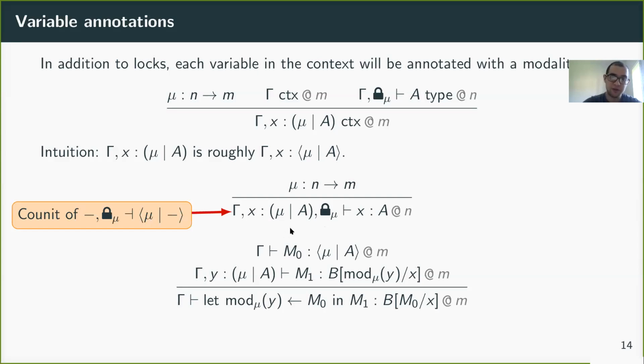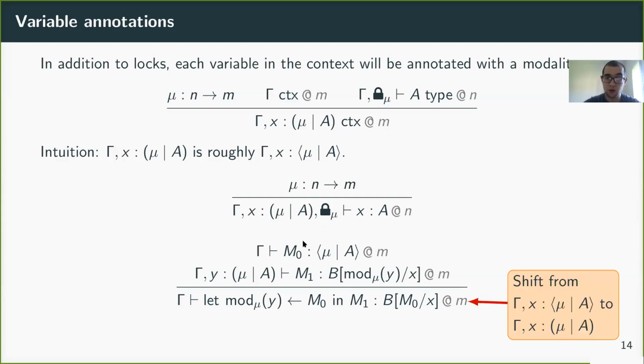I think a more helpful intuition is that if you have a mu annotation, it precisely cancels a mu lock. And bridging the gap up here is the domain of the elimination rule. So the elimination rule is a pattern matching rule which allows us to shift from some mu modal term to a mu annotated variable.